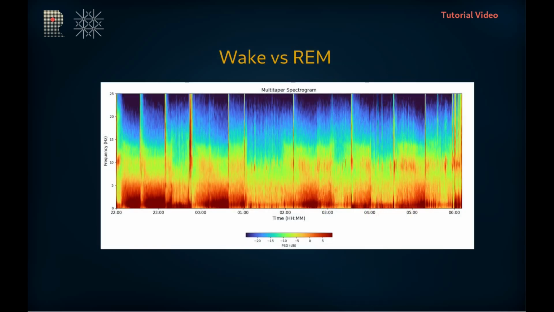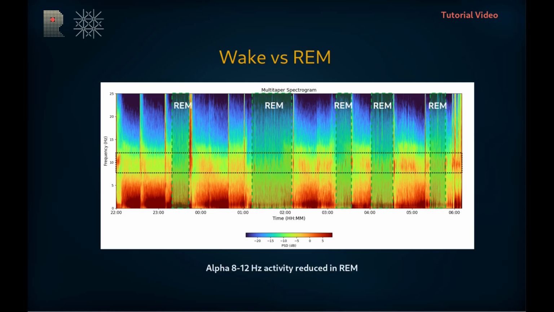Sometimes, wake and REM phases can be easily confused in the spectrogram. This is why it is important to understand their differences. During REM, activity in the alpha band is reduced. Remember, wakefulness is characterized by high activity in alpha.